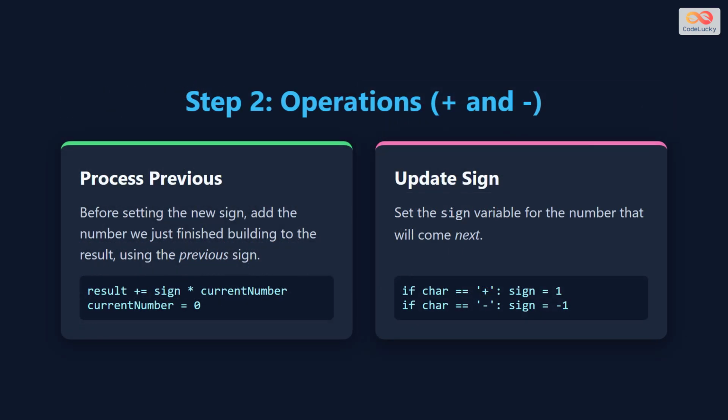When we encounter a plus or minus sign, it means the current number is complete. We add it to our result using the current sign. Then, we update the sign variable to match the new operator, preparing for the next number.